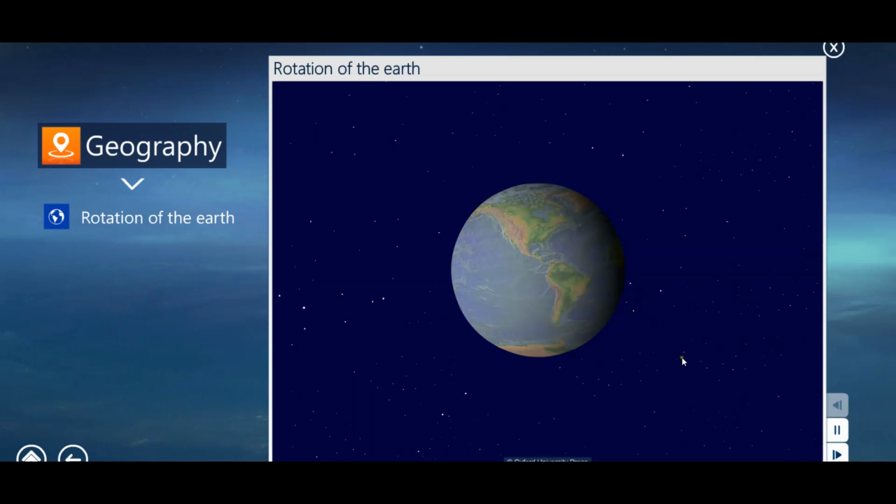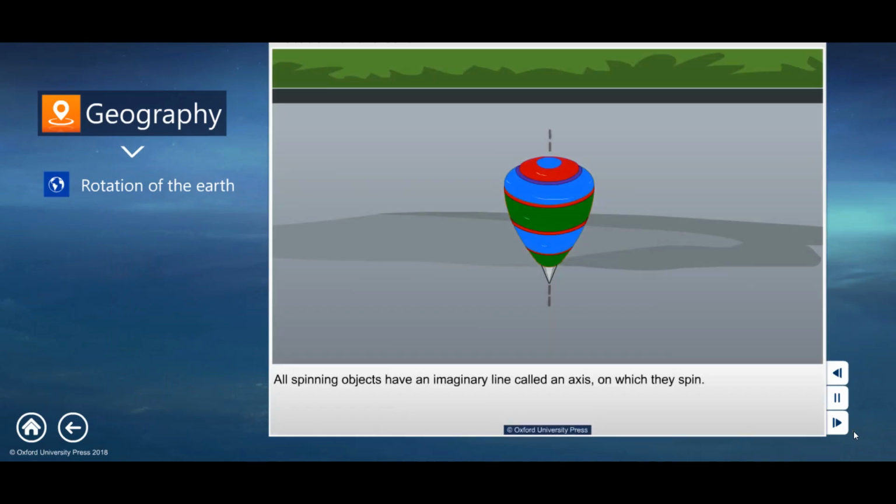Rotation of the Earth. All spinning objects have an imaginary line called an axis on which they spin. Look at this top. It seems as though there is a line running through the center of the top. However, when the top stops spinning, the line seems to vanish.